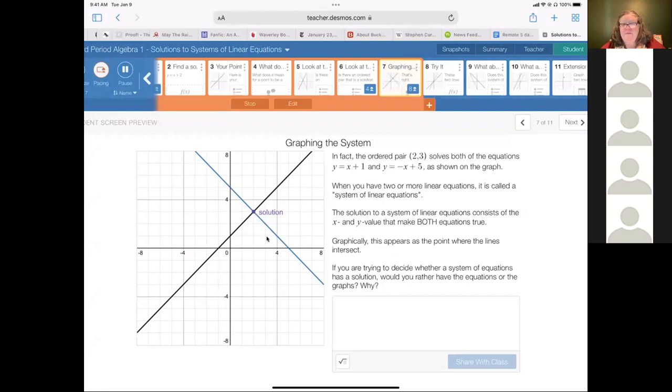That's our solution. So here's the question I want you to think about. I'm just going to give you a minute, and I do see there's a couple of questions in chat we'll get to in a sec. If you're trying to decide whether a system of equations has a solution, would you rather have the equations or the graphs? Why? Which would be easier, to look at the graphs or to work with the equations?